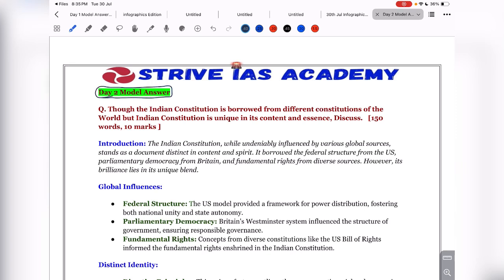Before discussing the day 2 model answer, let me give a small introduction about myself. I have written 5 mains and interview in CSE 2022, and this answer writing program we have recently started. It started from 1st of June and will continue till, I think, 15th February. During this program we'll cover the entire general studies, GS1, GS2, GS3 answer writing program, and some essay topics as well.